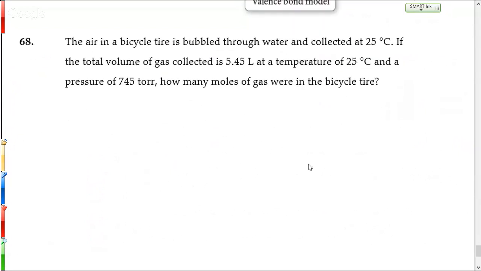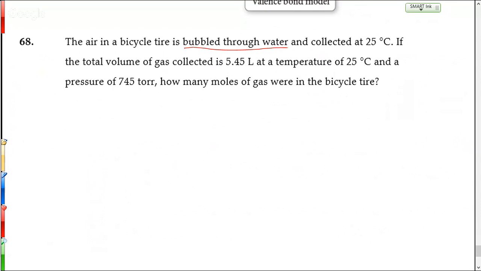All right, the air in the bicycle tire is bubbled through water and collected at 25 degrees C. The total volume of gas collected is 5.45 liters, blah, blah, blah. How many moles of gas were in the bicycle tire? All right, so there's no surprise here because we were looking for a problem like this, but on the exam it'll all be mixed up. So the trick is to look for a phrase like that that says bubbled through water. And that tells you you need to correct for the vapor pressure of water.